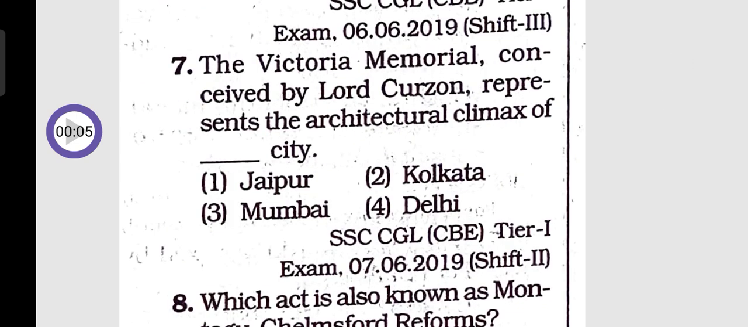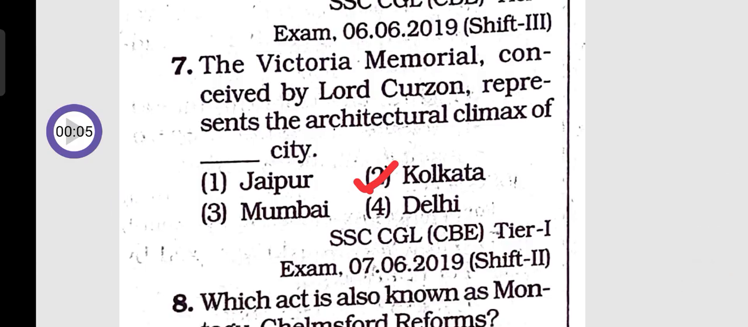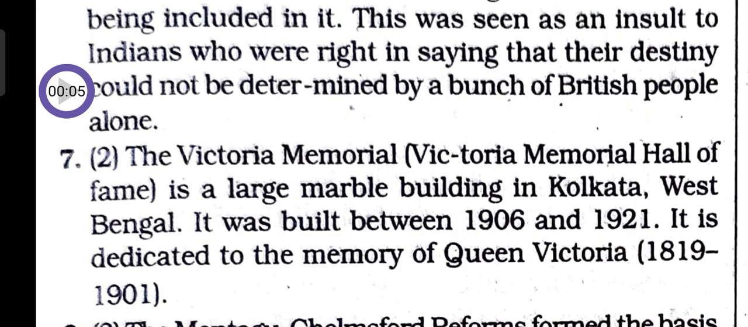Question number 7. The Victoria Memorial, conceived by Lord Curzon, represents the architectural climax of Dash City. Option 1, Jaipur. Option 2, Kolkata. Option 3, Mumbai. Option 4, Delhi. So the answer is option 2, Kolkata.